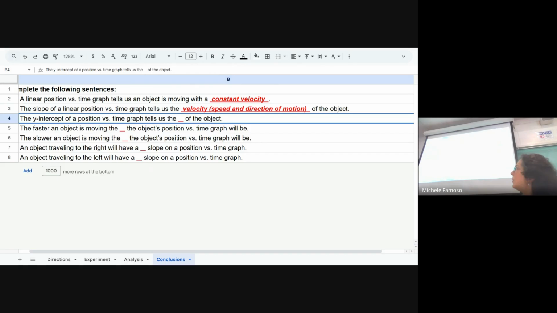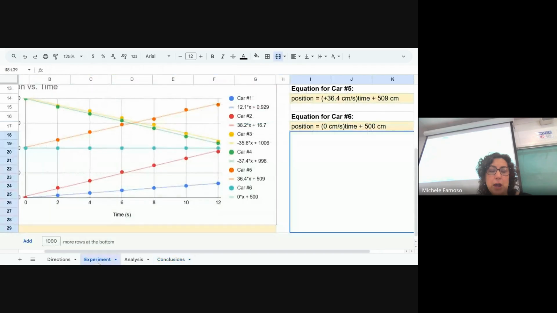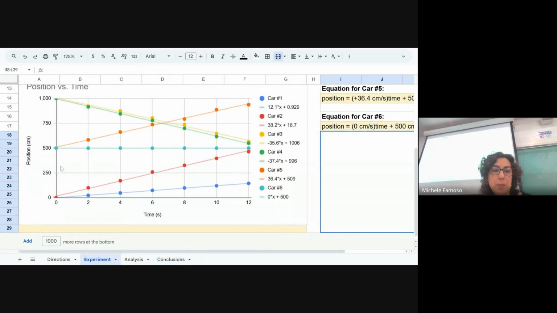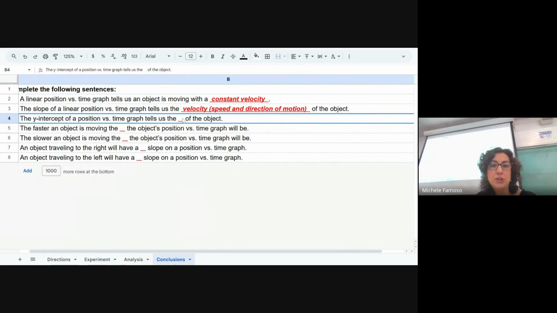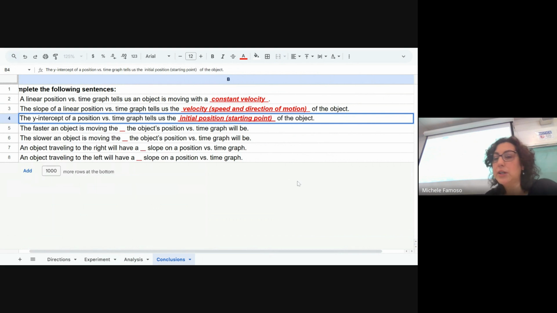Number 4, we didn't talk about this, but let's see if we can figure that out. The y-intercept on a position time graph is going to tell us what about the object? So let's look at the graphs. These y-intercepts, what were they telling us? The starting point. We call the starting point the initial position. So the y-intercept tells us the initial position, which we call the starting point of the object. The physics term is initial position, where you started from.